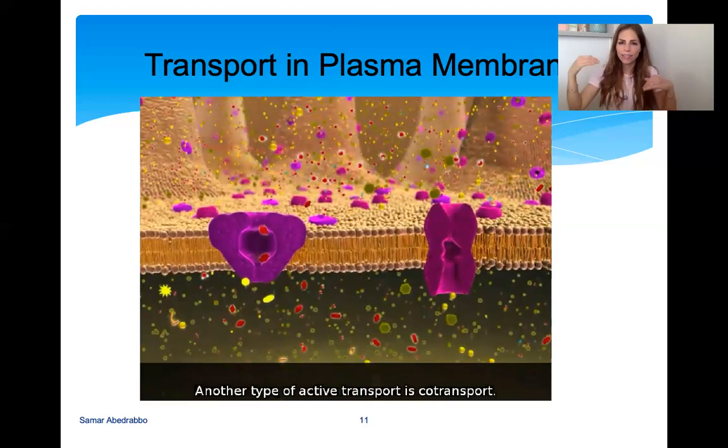Co-transport is just when you have two transporters, two protein transporters. But the main take-home message I want you to know is there's passive transport and active transport. And examples of passive transport are diffusion, facilitated diffusion, and osmosis. And then active transport requires energy, and it's when molecules are going against their concentration gradient, meaning they're moving from low to high concentration.